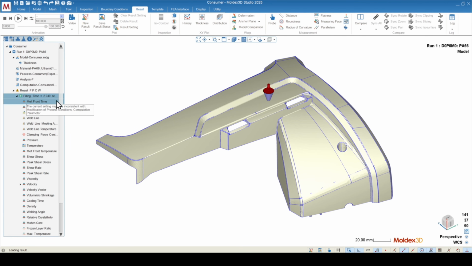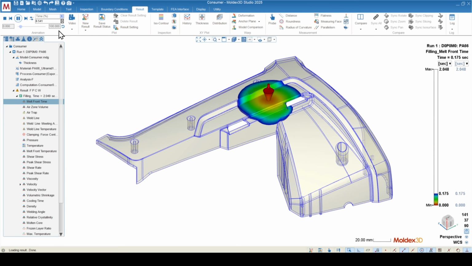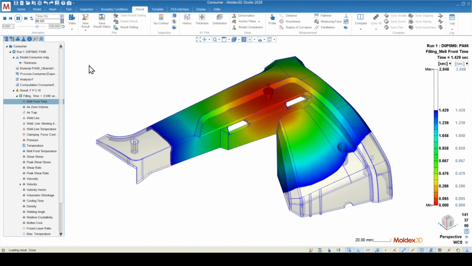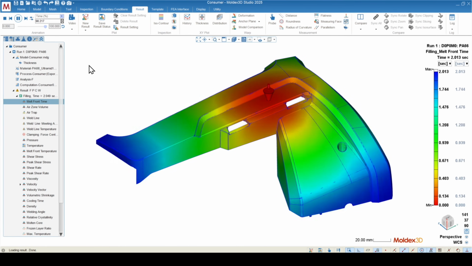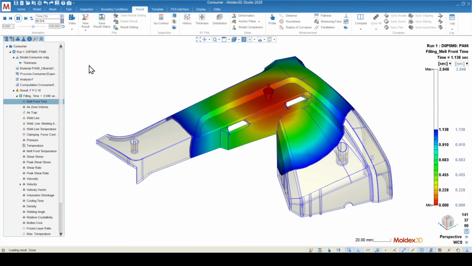I'll go to the filling results and melt front time, and this will allow me to visualize how long it took for the material to get to each location on the part, the time indicated by the scale over on the right side. I can go to the Result tab and press the play button to play the animation of the flow progression. And one of the most important initial questions that we need to ask ourselves is whether the part has actually filled 100%.